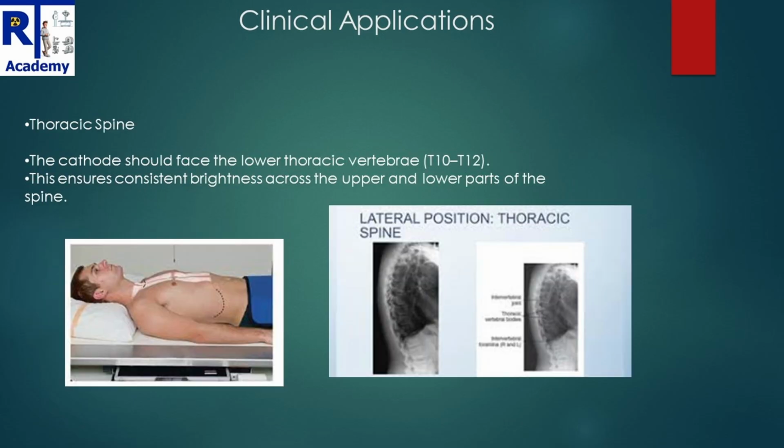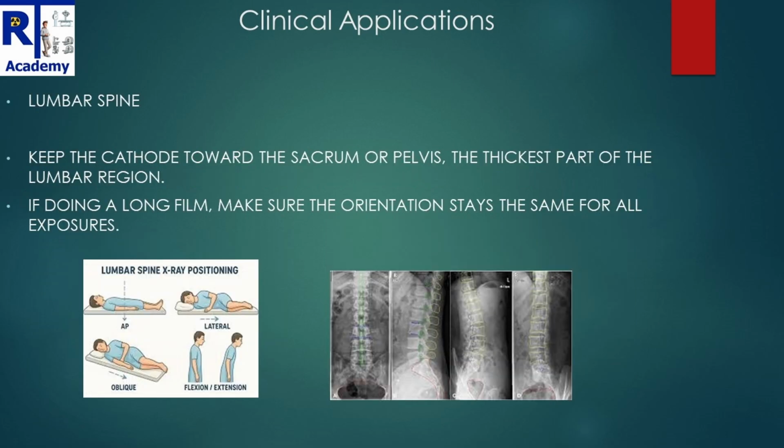18. Thoracic spine. The cathode should face the lower thoracic vertebrae, T10, T12. This ensures consistent brightness across the upper and lower parts of the spine. 19. Lumbar spine. Keep the cathode toward the sacrum or pelvis, the thickest part of the lumbar region. If doing a long film, make sure the orientation stays the same for all exposures.